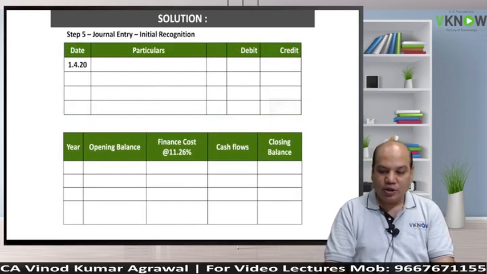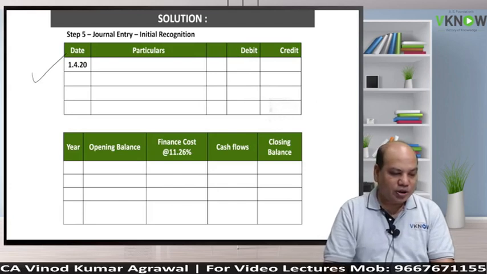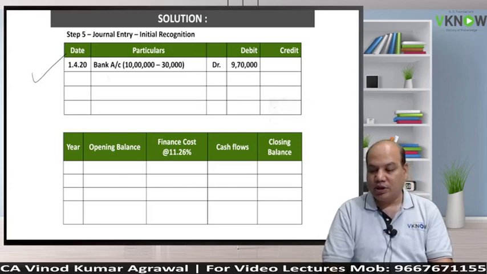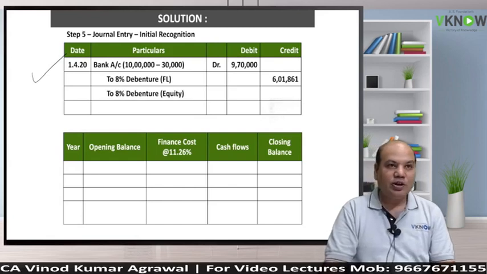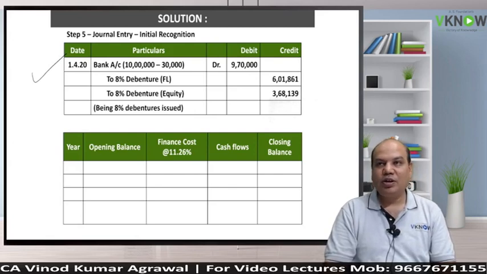So first entry on the date of issue of debenture or initial recognition on 1st April, bank account debit, I will write 9,70,000 directly. To 8% debenture, financial liability 6,01,861. To 8% debenture, equity 368,139. Is it right?